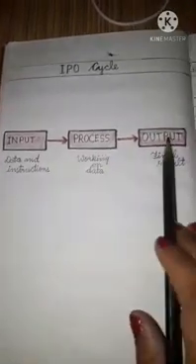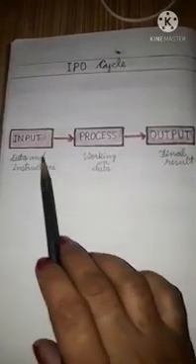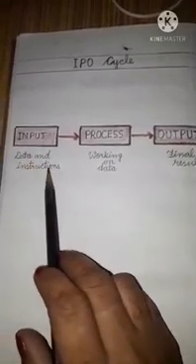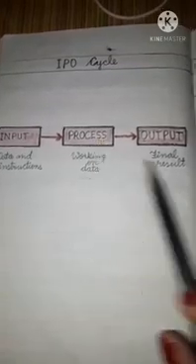Now children, in the front of this page, you have to draw IPO cycle. Input, process, output. A computer works on 3 basic steps: input, process, output. You have to draw and color also. And write data and instruction into the input, working on data in process, and final result in output.